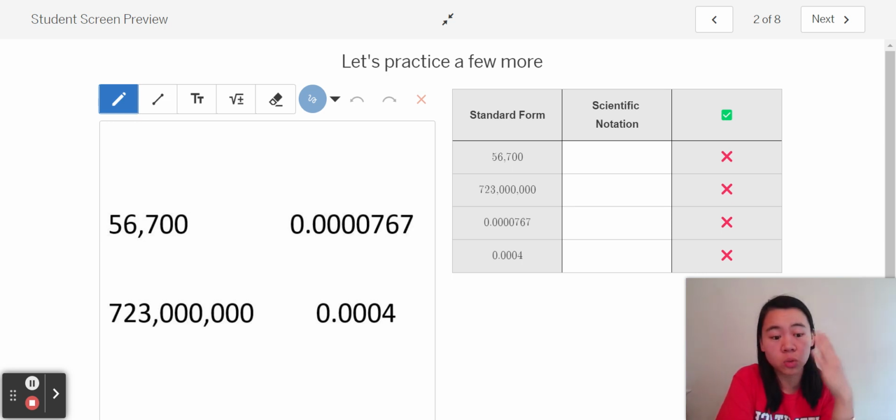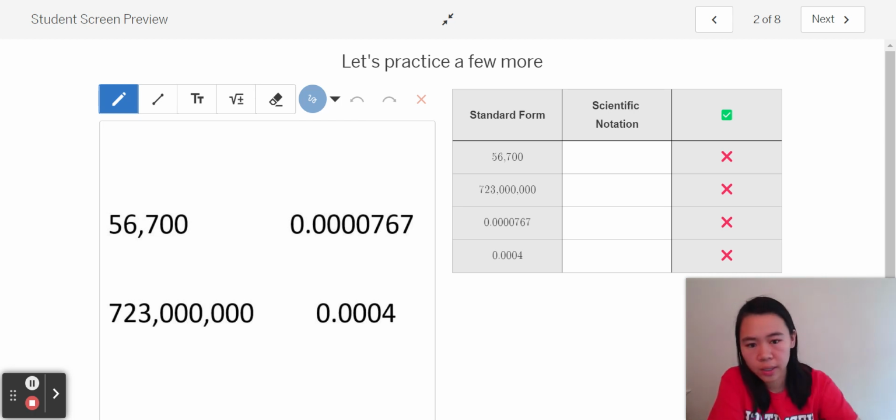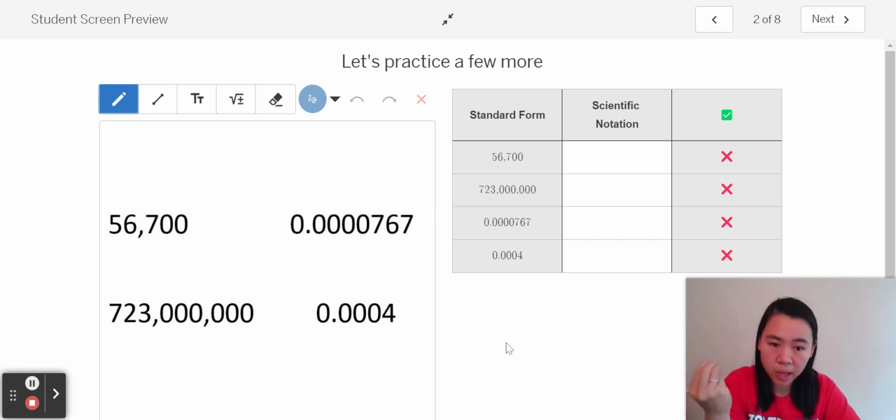This video is really just walking through this particular assignment where we practice writing in standard form and scientific notation and converting from one to the other. So this is slide 2. Okay, so we have all these numbers in standard form, very large, very small numbers, and we want to write it in scientific notation. How do we do that?